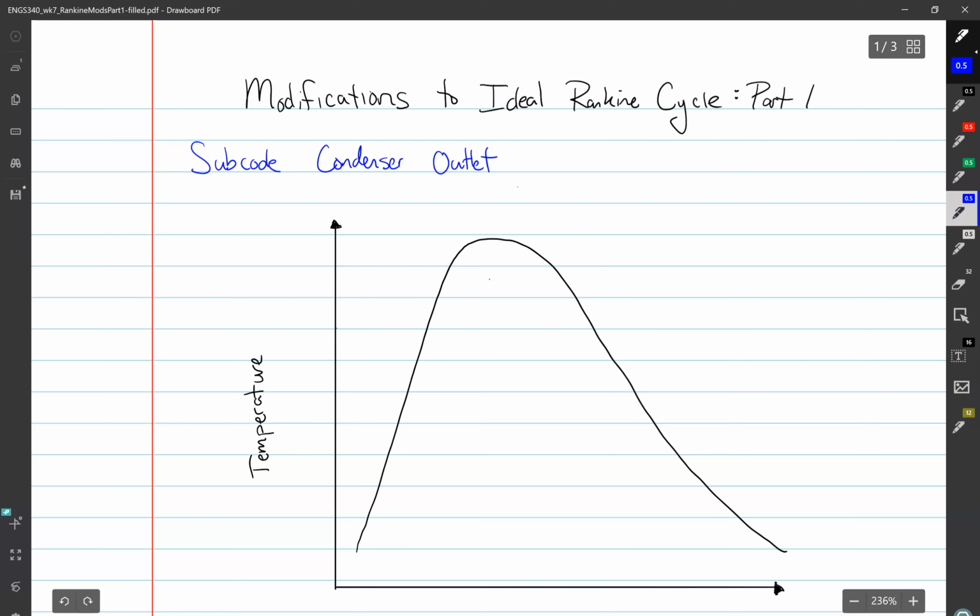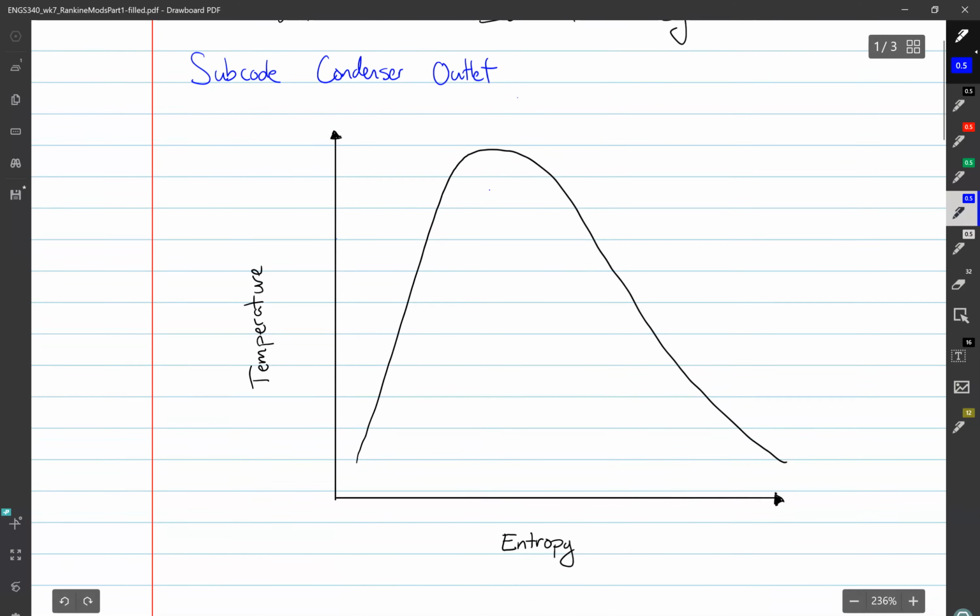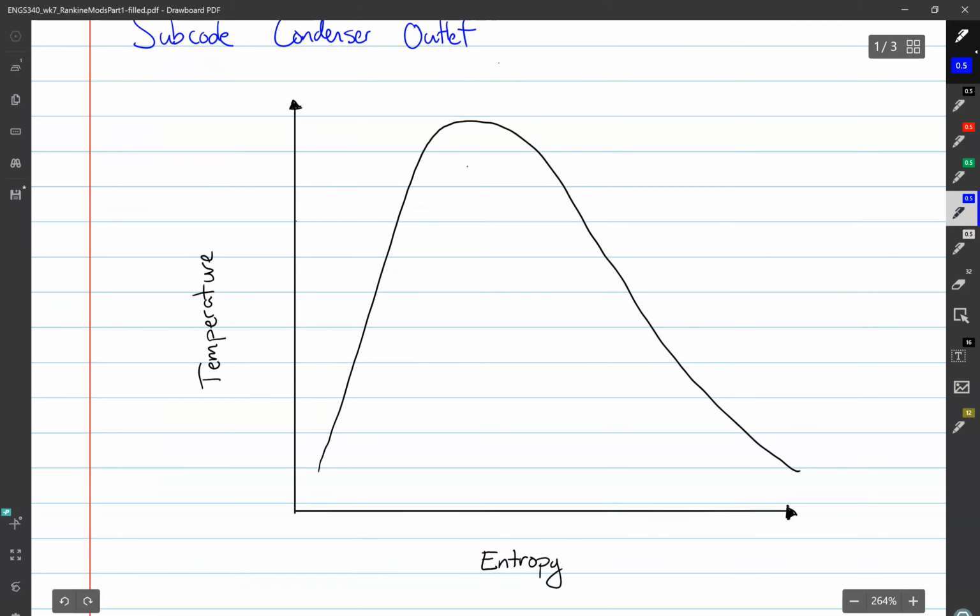Essentially what this is doing is taking one of the modifications that was very important for coming up with the Rankine cycle initially, the fact that we can't pump a vapor-liquid mixture, and we're essentially modifying the system so that we for sure are not pumping a vapor-liquid mixture. So let's talk about what this would look like as a modification.